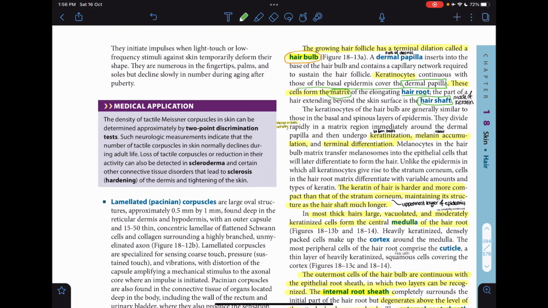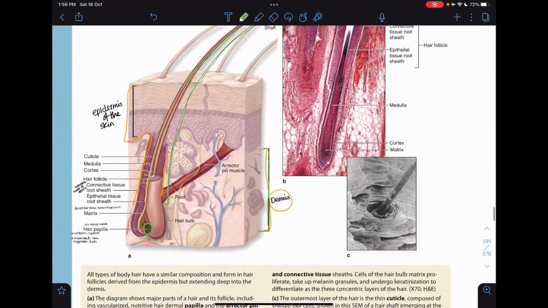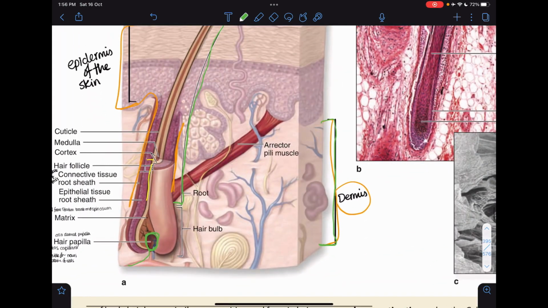The keratinocytes of the hair bulb are generally similar to those in the basal and spinous layers of the epidermis, and they divide rapidly in a matrix region immediately around the dermal papilla and then undergo keratinization, melanin accumulation, and terminal differentiation. يعني بنفهم من هون ان الماتريكس، خلينا اورجيكم الماتريكس. هاي الماتريكس، هذا هو الماتريكس، هذا كله الماتريكس.